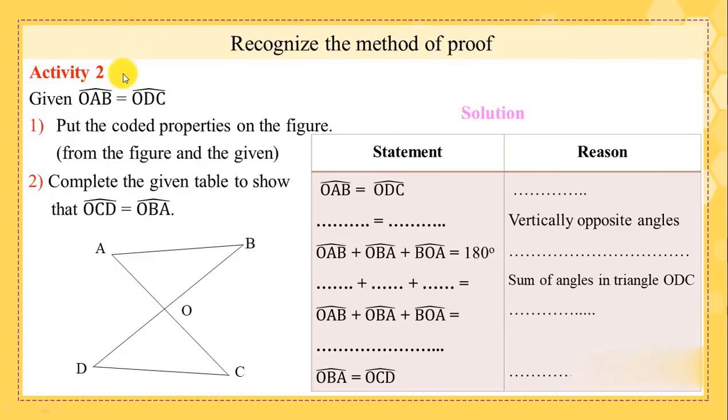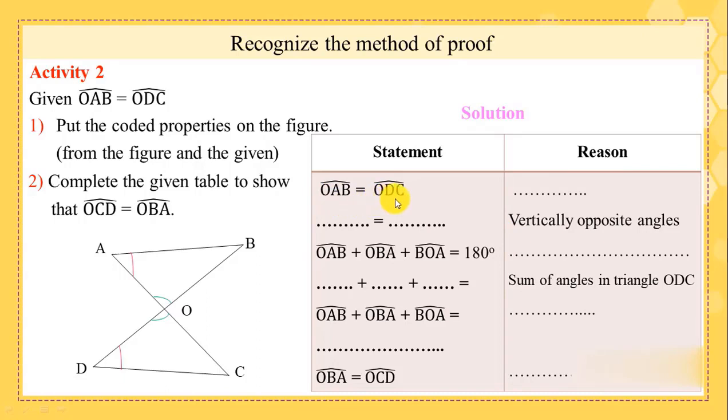Solution. First, we have to put the coded properties on the figure, clear from the figure, and from the given. From the given, we have OAB equal to ODC, and from the figure, we have only AOB and DOC are vertically opposite angles, so they are equal. Now we have to complete the table. We have to complete the reason for each statement and to put the statement for each reason.